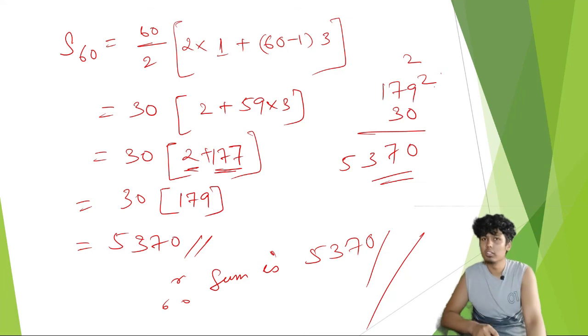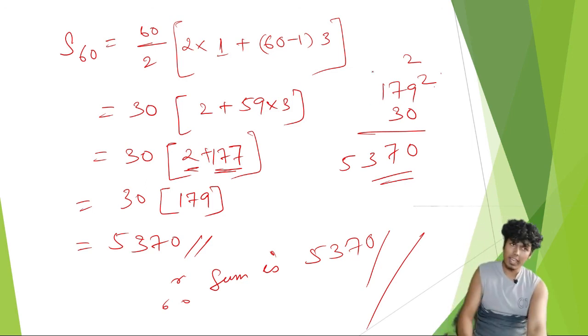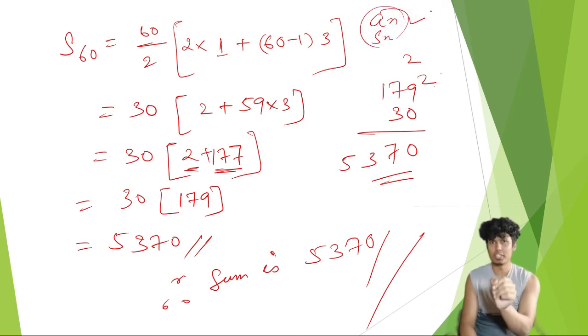That's all, we have completed the question. We have done, I think, more than 10 questions, and I hope it is clear to you. This chapter has only 2 formulas: an and Sn. If you know these formulas very well, and if you understand the question, not even a single question will get missed.